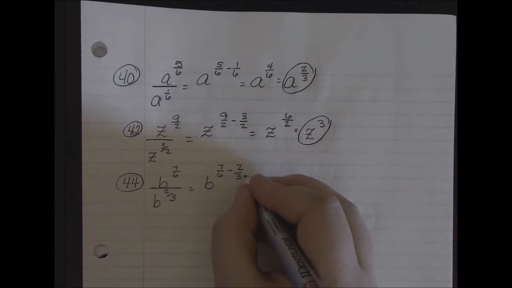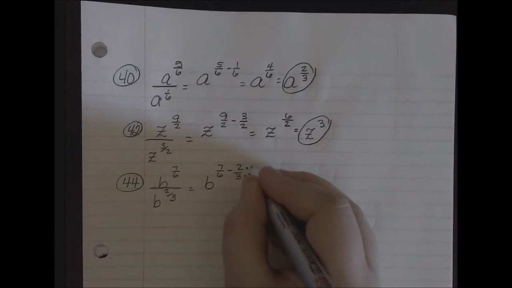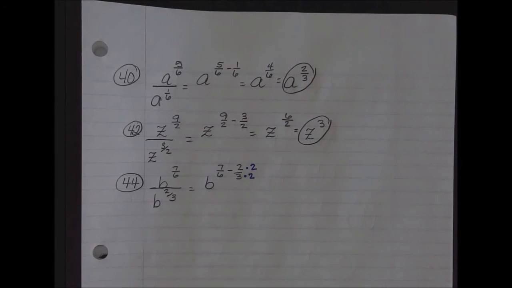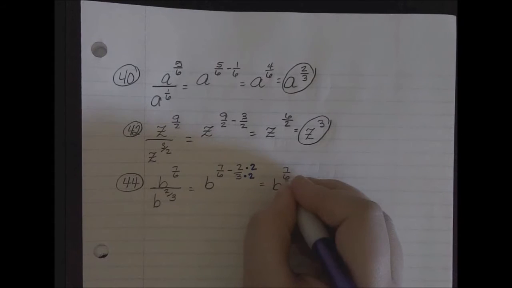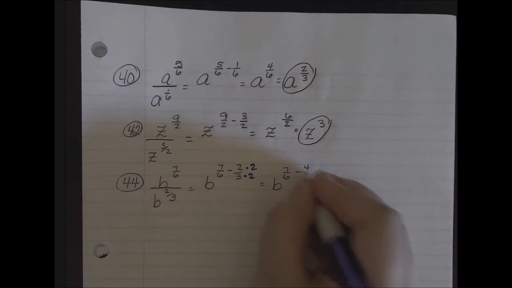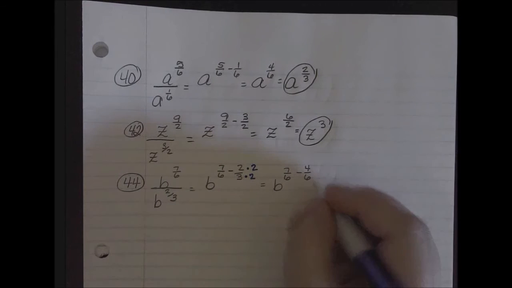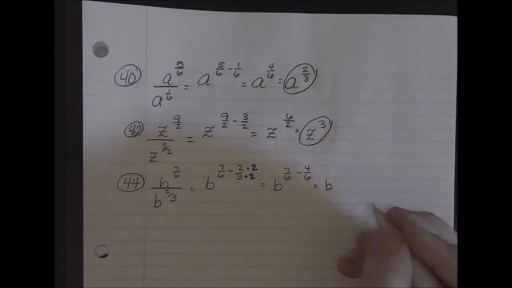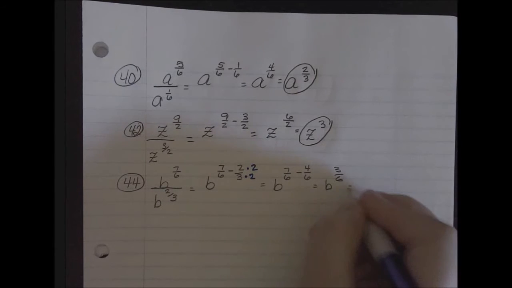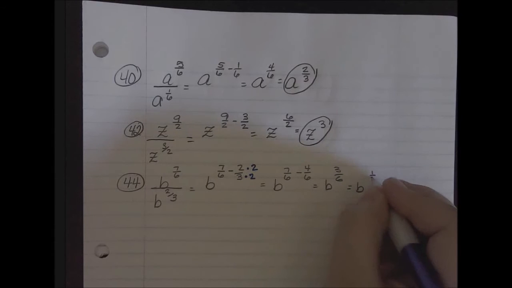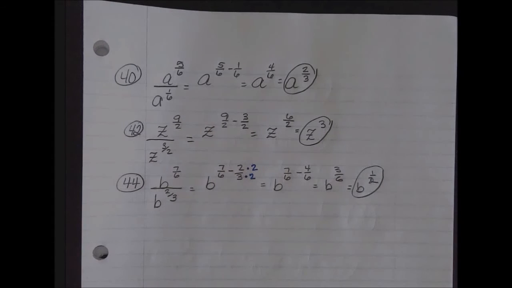So my common denominator here is going to be 6. So I multiply that second fraction by 2 in the numerator and 2 in the denominator. So that gives me b to the 7/6 minus 4/6, which is b to the 3/6, which when simplified is b to the 1/2. Sorry, you can't really read my 2 there.